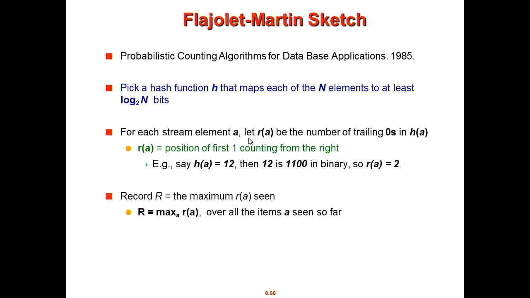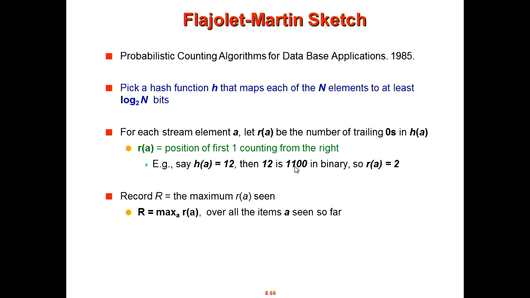For each stream element A, we use RA to denote the number of trailing zeros in HA. First we apply a hash function, which maps each of the elements to at least log n bits. In the hash value of A, we use RA to denote the number of trailing zeros. So RA is the position of the first one, counting from the right. For example, if HA is 12, which is 1100 in binary format, then RA is 2, the position of this one.